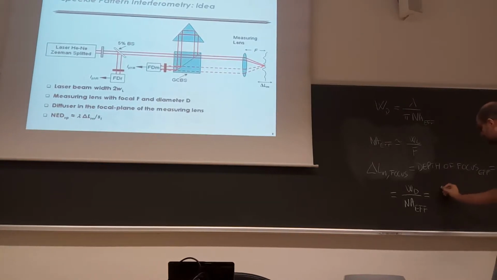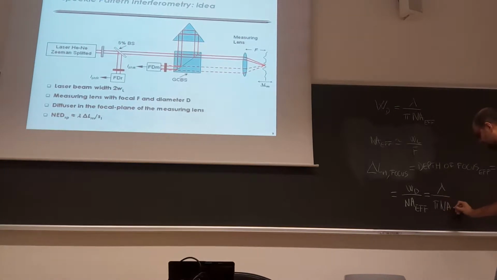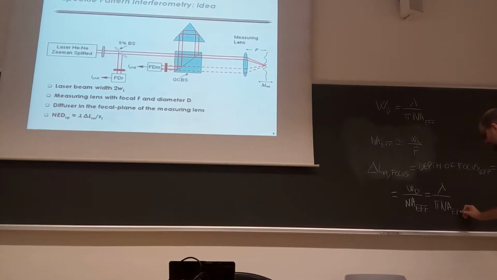And so what does it mean? That we have lambda divided by pi, divided by the square of the effective numerical aperture. Okay?